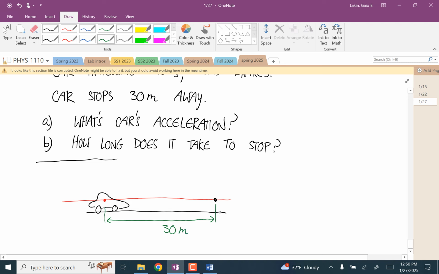So when the car gets to this red dot, it's at rest. When it's at this red dot, it's going this way at 30 meters per second. Isn't it 40? Yes, thank you.